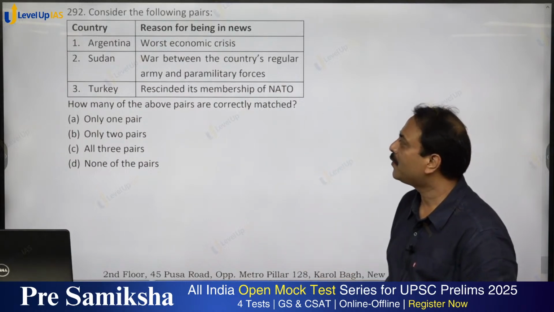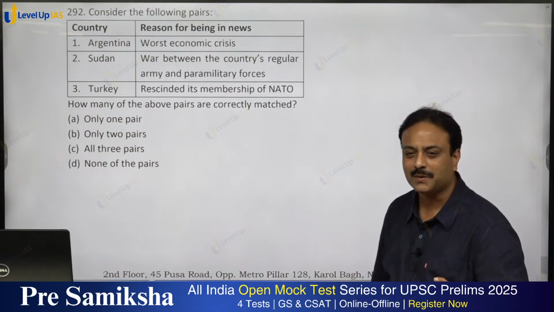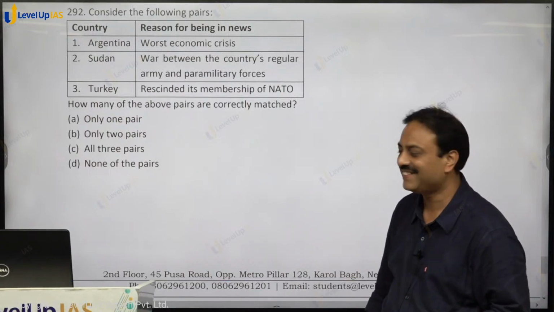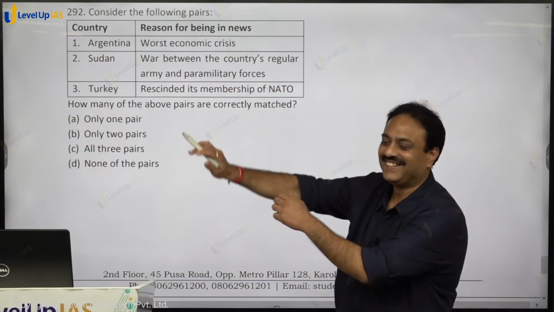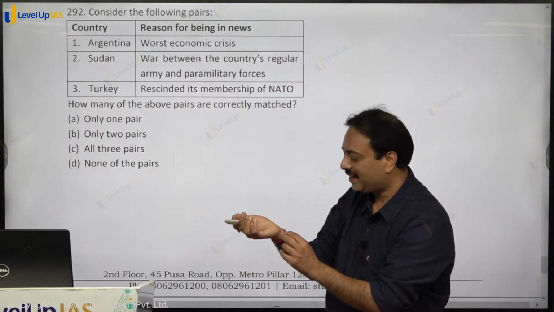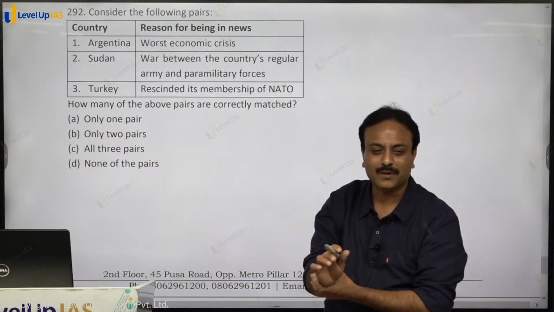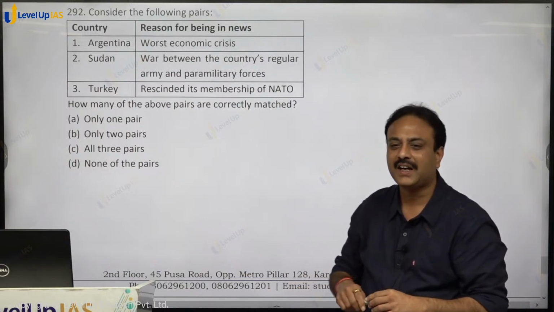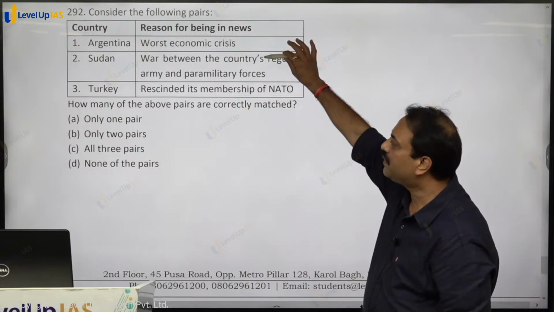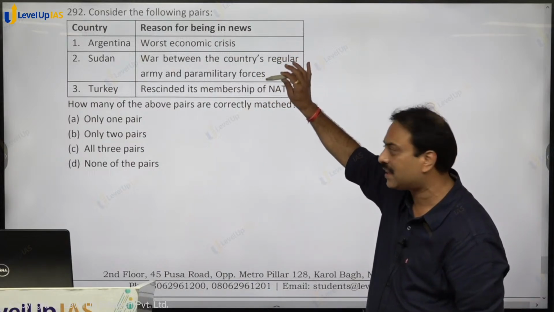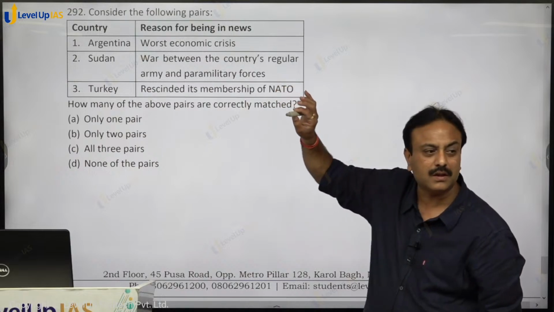Worst economic crisis. But Donald Trump is doing something very good for America, yes or no? Worst, Americans are very happy by what he is doing right now. I don't know what will happen in future, but right now they are very happy. So it is the worst economic crisis going on in Argentina. It is the correct one. Sudan.